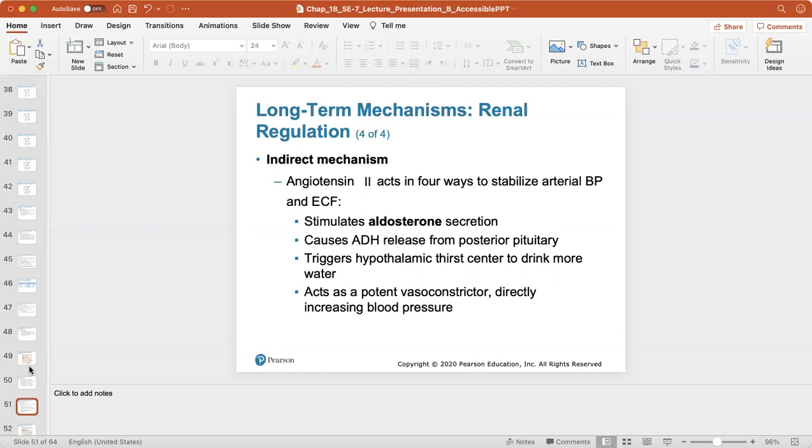And then angiotensin 2 acts in 4 ways to stabilize your arterial blood pressure and extracellular fluid levels. That's what ECF is. It stimulates aldosterone secretion, which will retain water, and causes ADH release from the posterior pituitary. It triggers your hypothalamic thirst center to drink more water, and it also acts as a potent vasoconstrictor, directly increasing blood pressure.